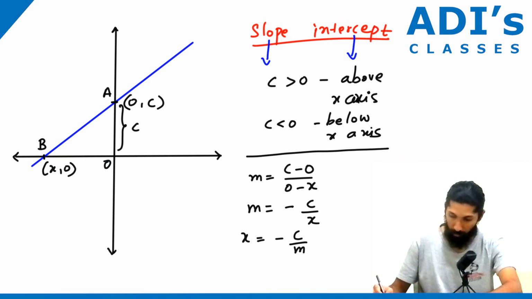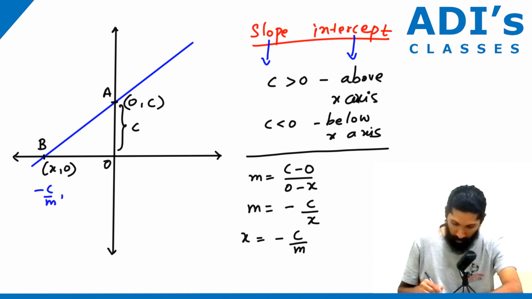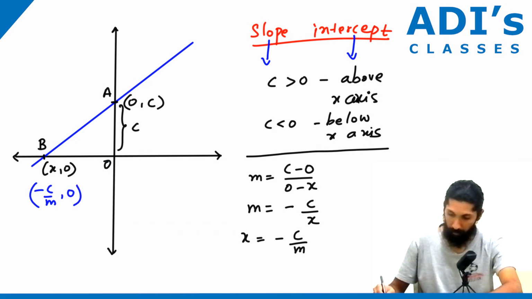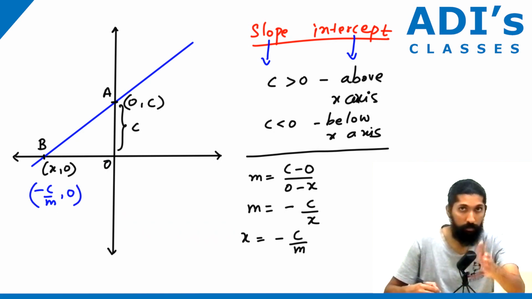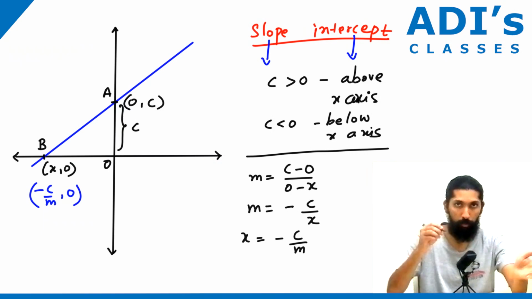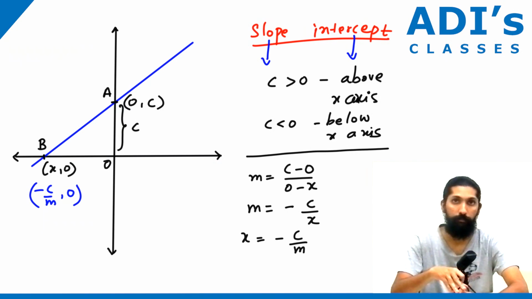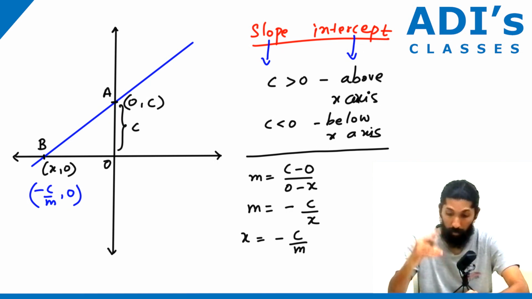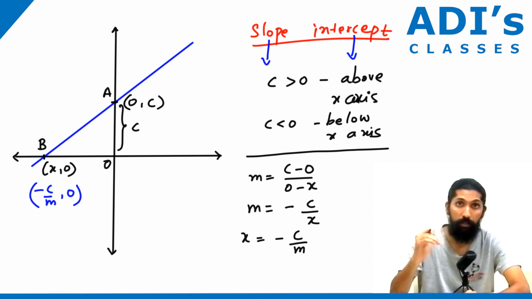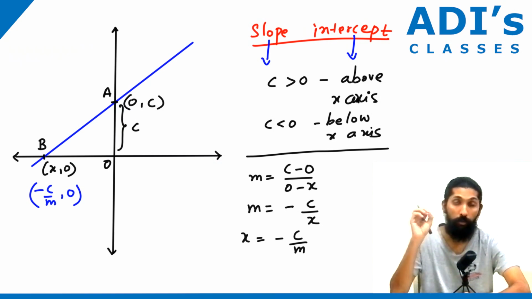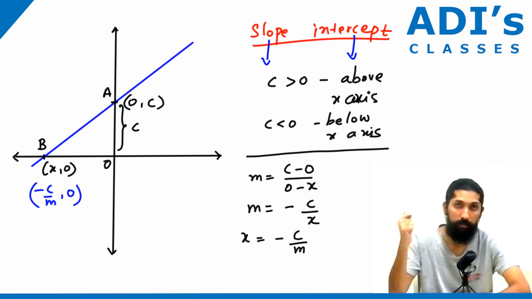That means this value of x is nothing but minus c by m comma 0. Now since it is negative, it is to the left of the origin. Suppose if minus c by m is positive, then it's towards the right. Clear? So we understood what is the meaning of that intercept. Intercept is going to give you the position of the line, where it is situated. Slope, anyway, you guys know the slope. Slope is the orientation, the angle, isn't it?